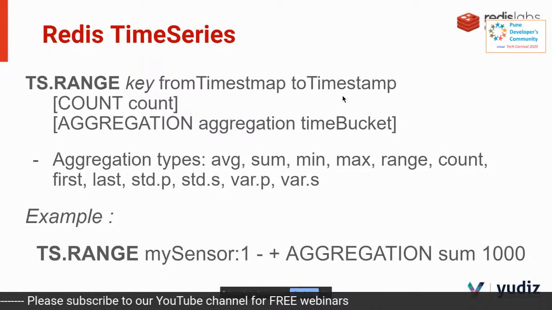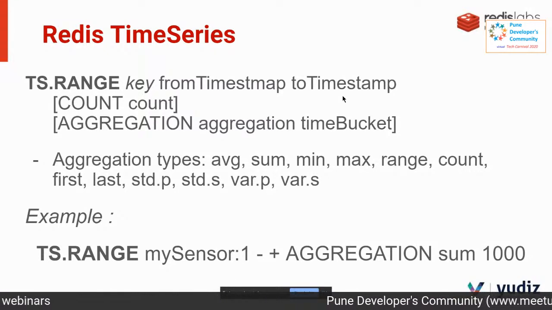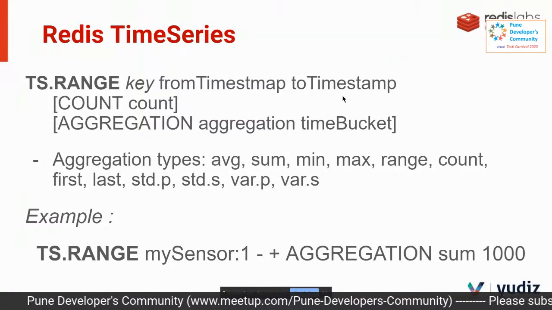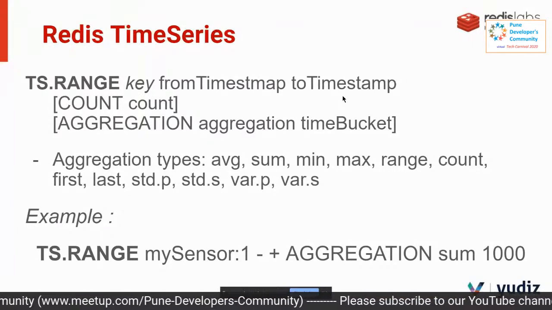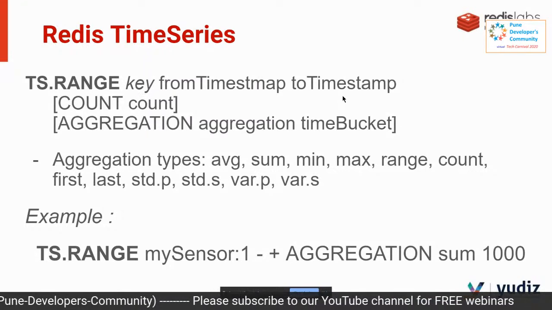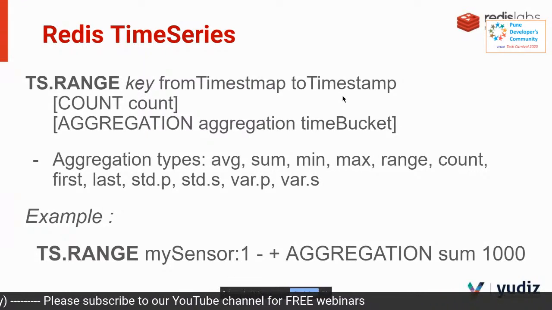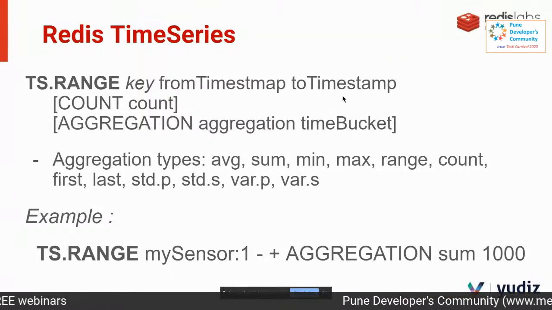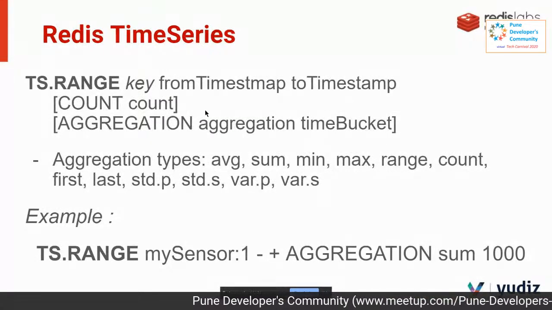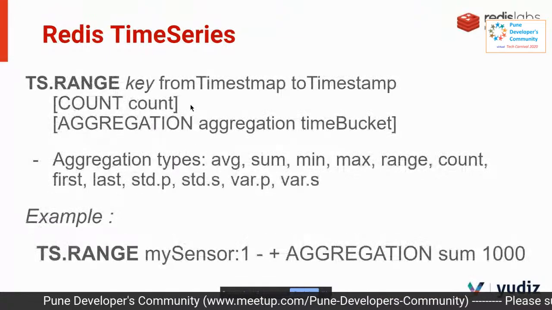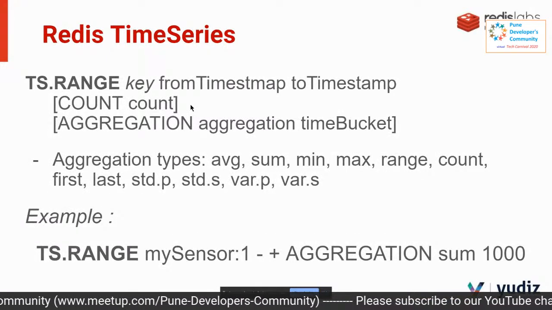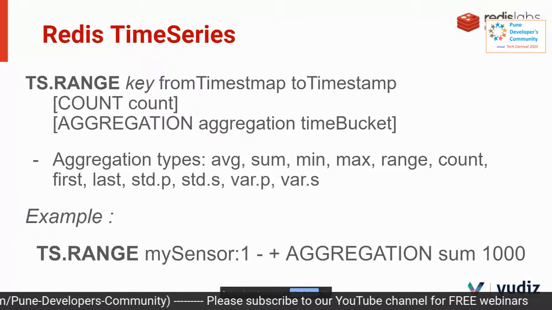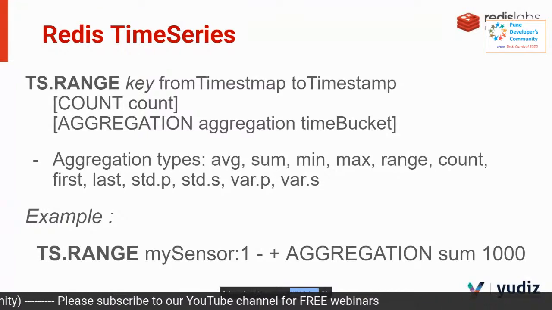The next command is ts.range. ts.range is used to query a key from timestamp to timestamp. So I can say I want data from 1st January to 3rd January, and then ts.range can give me the data. With the option count we will get only the specified number of values. Otherwise it will give us all values.